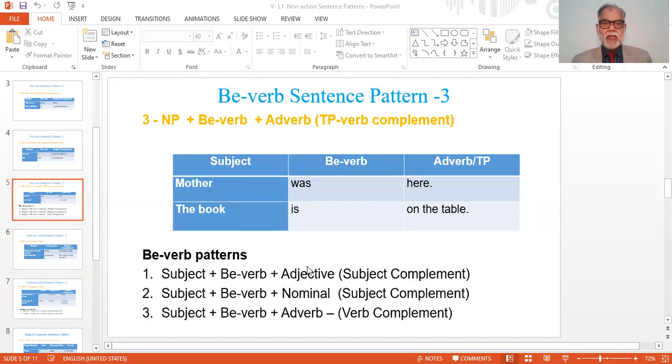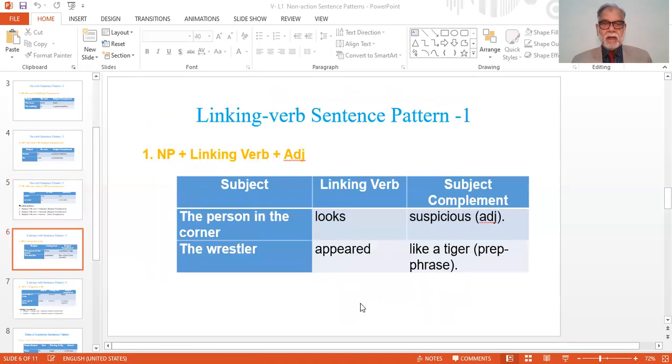So these three patterns have been given here. One, subject plus be verb plus adjective, subject complement. Two, subject, be verb, nominal subject complement or nominal complement, and three, subject, be verb, and adverb. This is verb complement. So first, the patterns which were related to the be verb have been given. Next, linking verb sentence pattern.